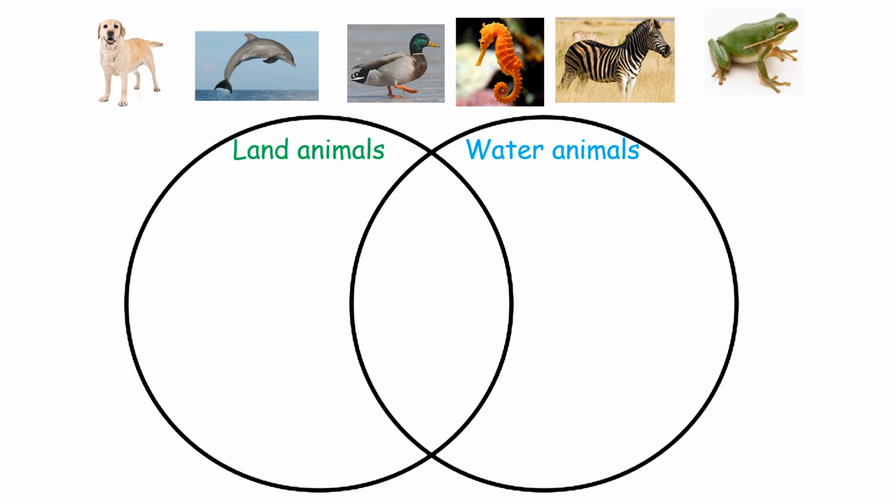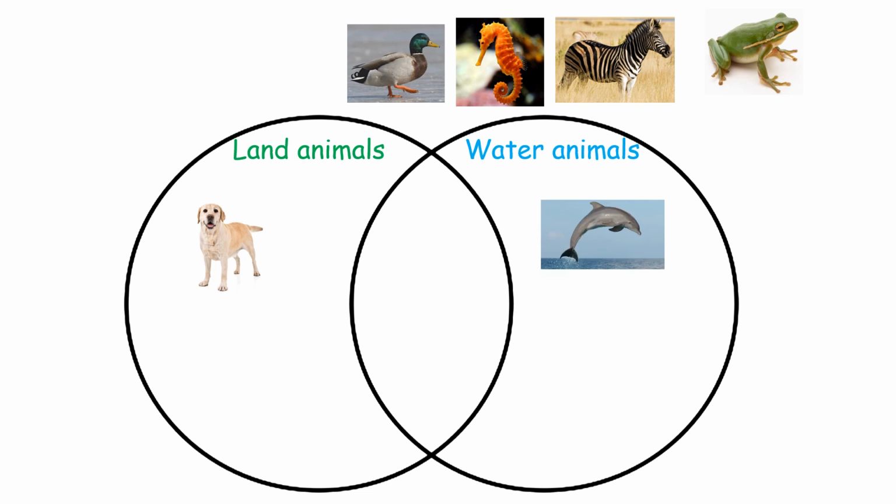So let's start with the dog. Does the dog live on land or does the dog live in the water? A dog is a land animal. That means we put the dog into this part of the Venn diagram because this is the category that it comes under. Let's have a go at the next animal, a dolphin. What do you think? Is the dolphin a land animal or a water animal? Good, we know dolphins live in water, so it belongs in this section, this category on the Venn diagram.